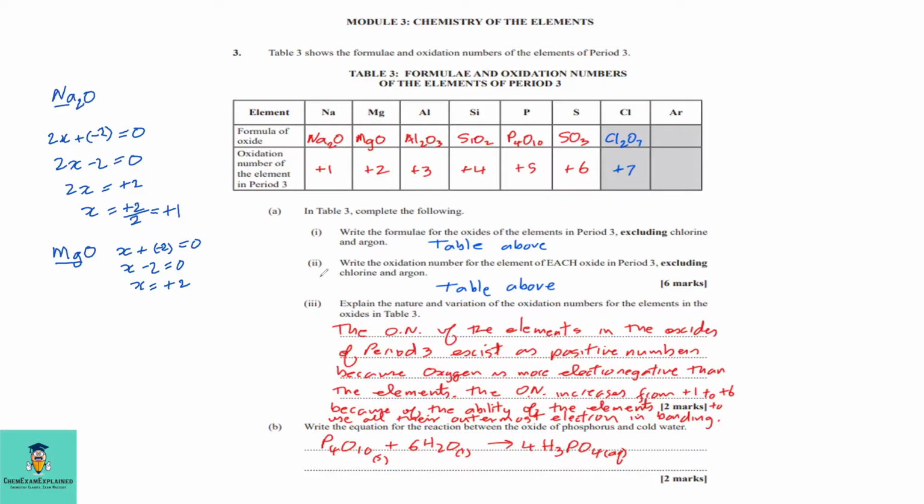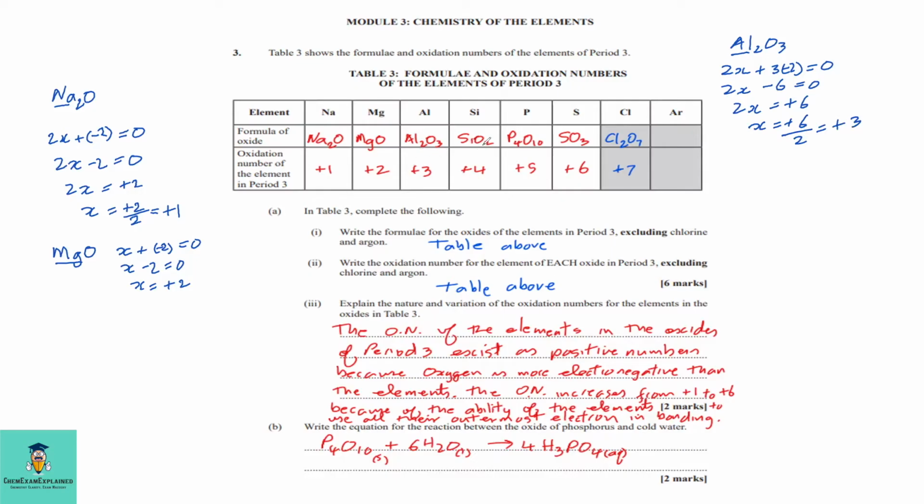Let's do aluminum oxide, Al2O3. So remember that the rule is that the sum of the charges in the compound is equal to 0. So here, we're trying to find aluminum. So it's 2x plus 3 times -2 equals 0. 2x minus 6 equals 0. 2x equals plus 6. x equals plus 6 divided by 2 equals plus 3.